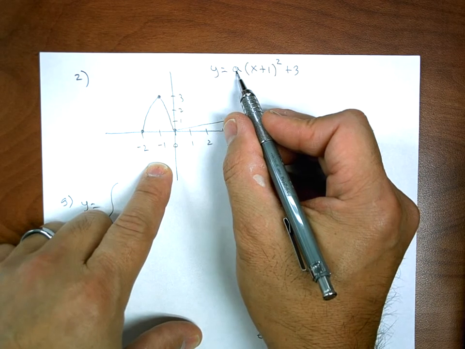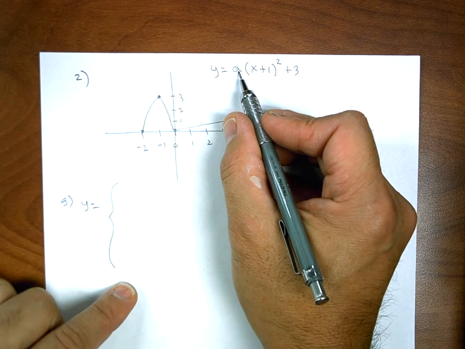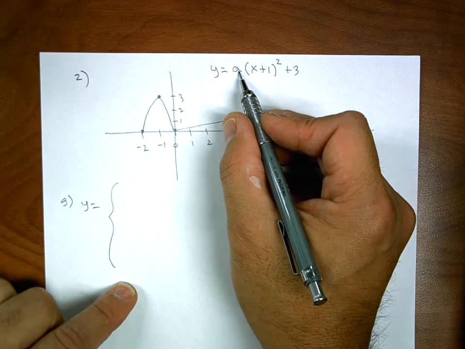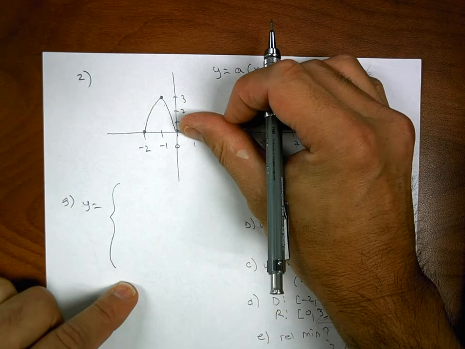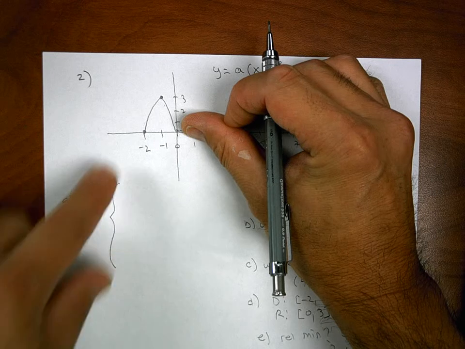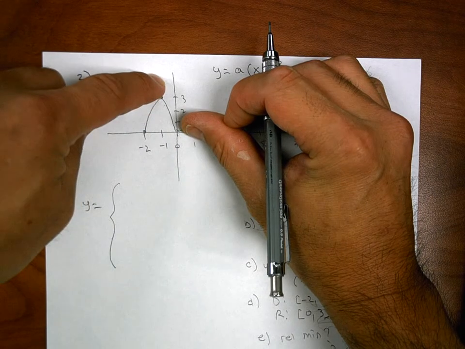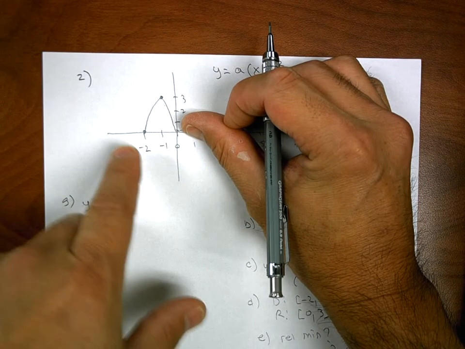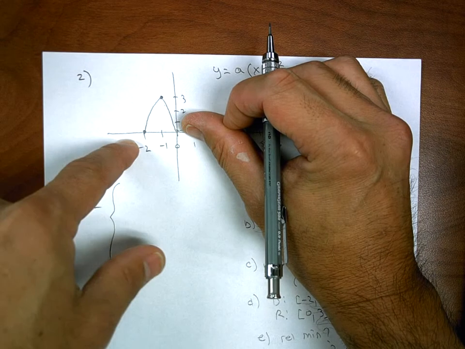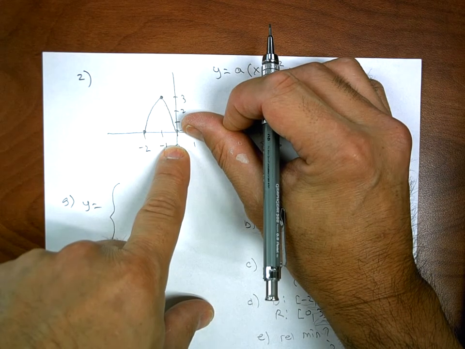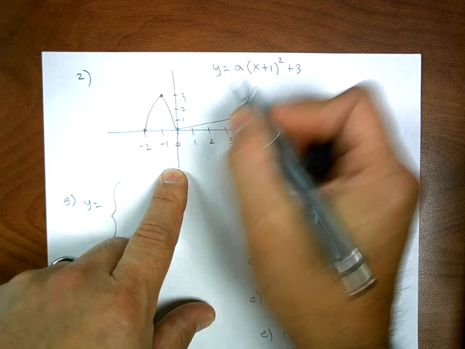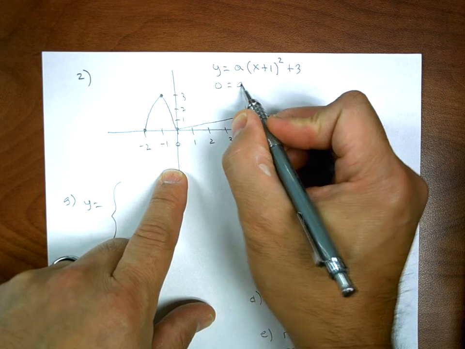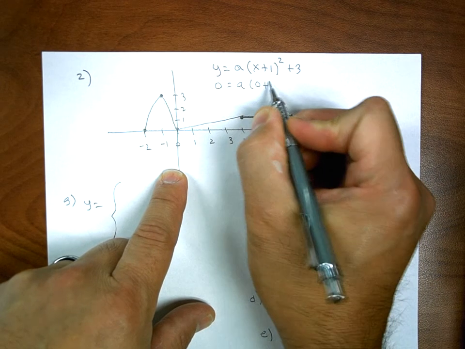Well, how do we find the A? Plug in a point. Good. So what point do you want to plug in? Don't plug in the vertex. It's one other than that. So I'd say 0, 0. We could plug in -2, 0. How about we do 0, 0? So 0 is y equals A, 0 plus 1 squared plus 3.